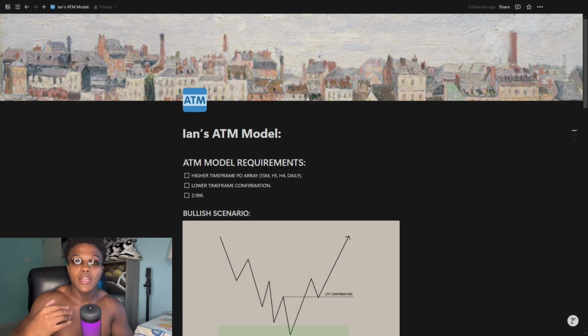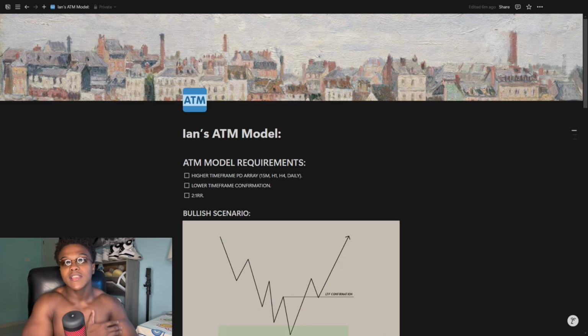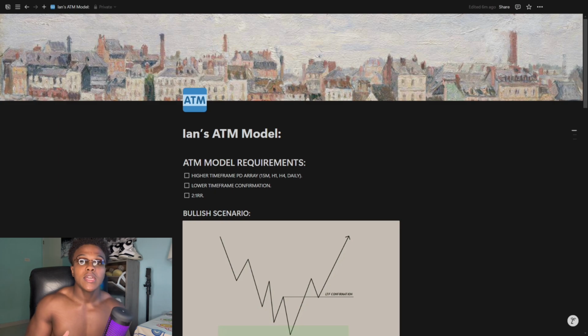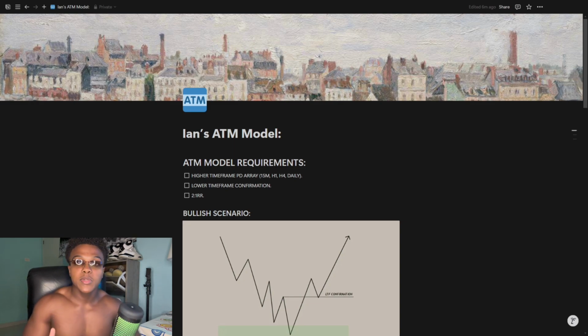Candle. Okay, I usually want to see something like that happen, again, into an hourly PD array, because the hourly is really just my bread and butter. Once I started really utilizing the hourly, that's when I really started seeing a lot of progress in my trading.